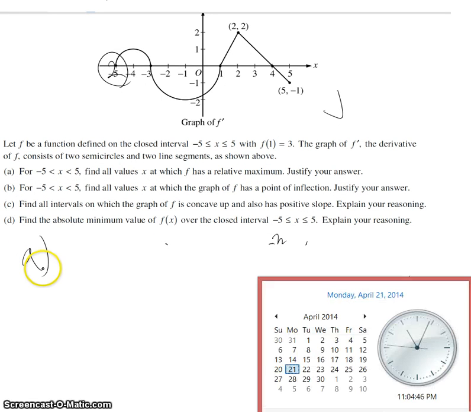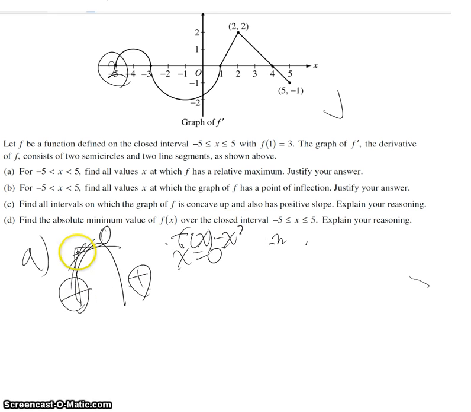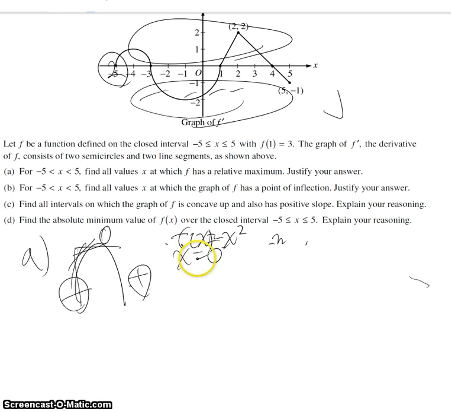Alright, part A, you're going to have a maximum that looks like this, which has a derivative going from negative approaching 0 to positive. So at x equals 0 for f(x) equals negative x squared, you're going to have a relative maximum at x equals 0. That's how I think of it. And in this case, it's from negative to positive, always from negative to positive. This area is negative, this area is positive. That is from negative to positive right here. You have a maximum.